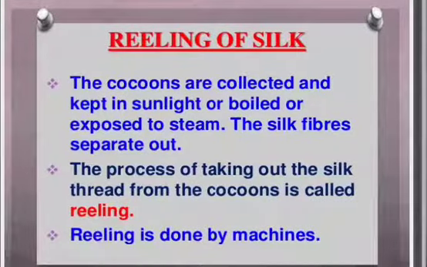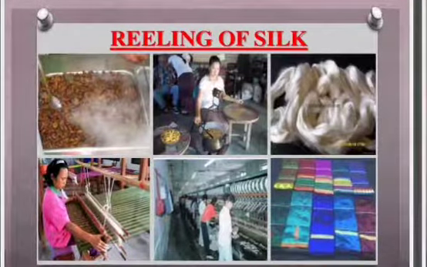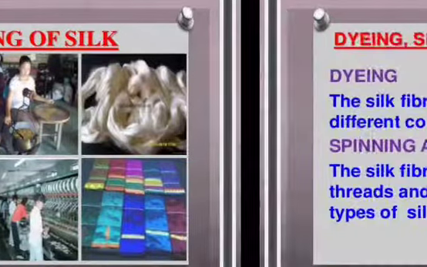Then reeling of silk. The cocoons are collected and kept in sunlight, or boiled, or exposed to steam. The silk fibers separate out. The process of taking out the silk thread from the cocoon is called reeling. Reeling is done by machine. This is the picture showing how the reeling of silk takes place.